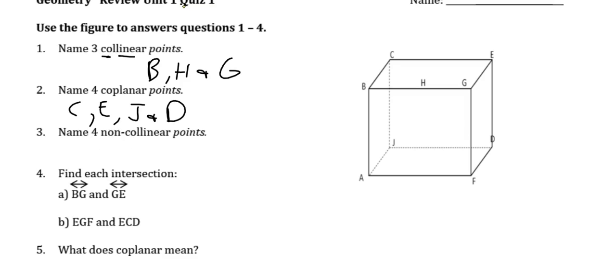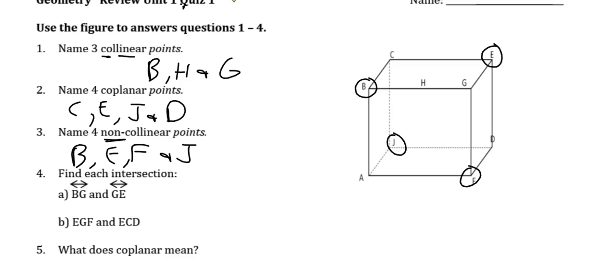Now, for this one, it says non-collinear points, which means not on the same line. Okay? So, just pick 4 random points that aren't on the same line. So, like, say, B and G, that's okay. As long as all 4 are not collinear, but if you want to be completely random and just pick 4 points that are not on the same line, that's fine. So B and E and F and J. If you want to go that random, that's okay. So B and E, F, and J.